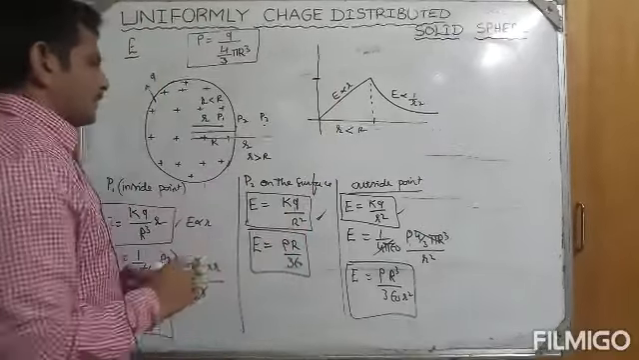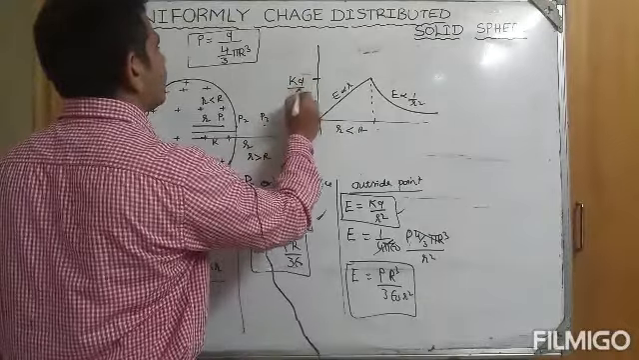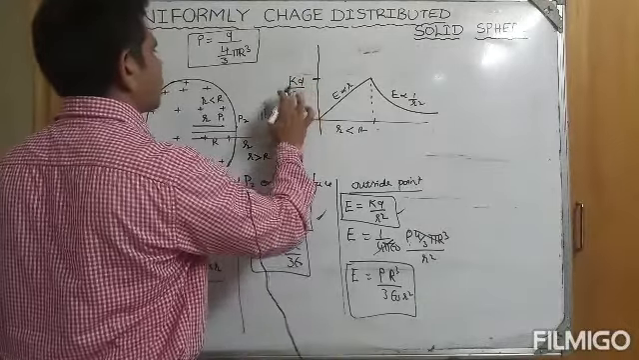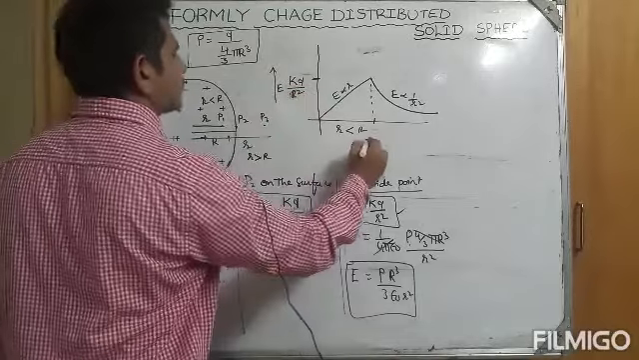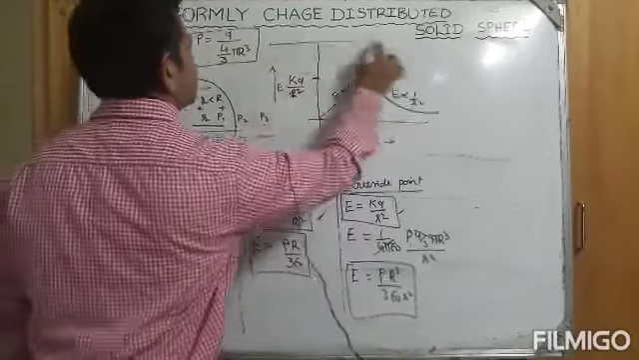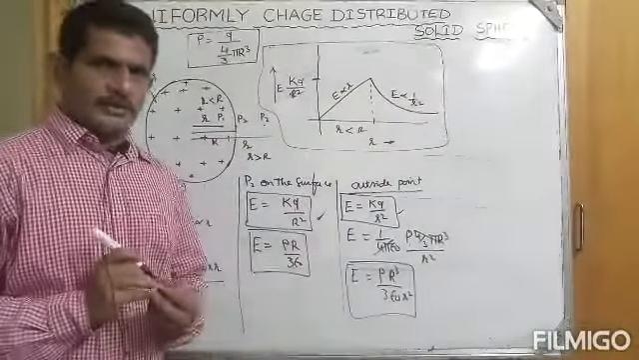So where is it maximum? On the surface it is maximum, and that value is KQ by R square. Understand? So this is E, this is r. Okay, this is the graph, right? This is the graph. I think you can understand.